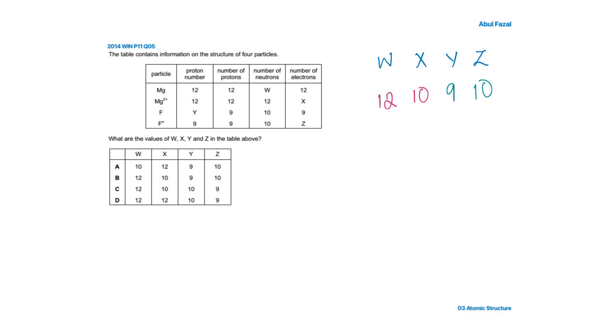So we have 12, 10, 9, 10. Let's see where we can find that. I think I was saying it wrong. 12, 10, 9, 10. Yes, 9 in all of these, and 10 in the last one. B is correct. Easy?